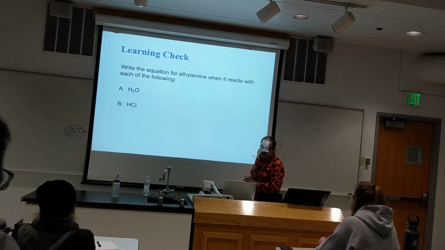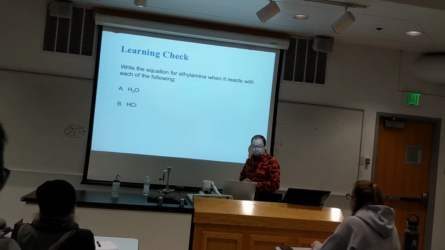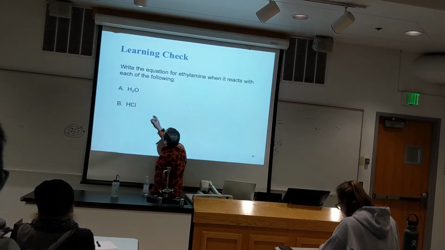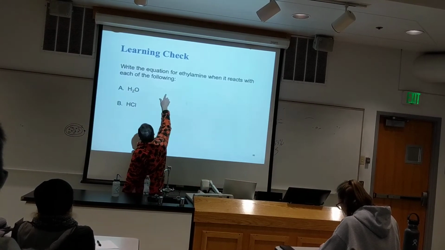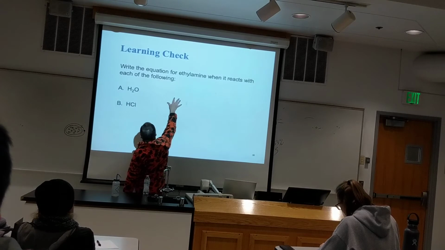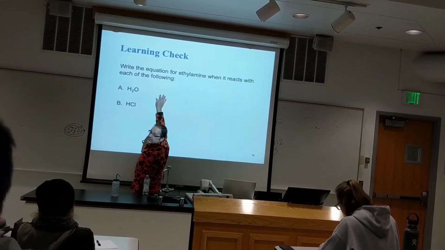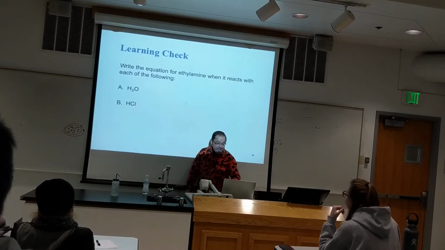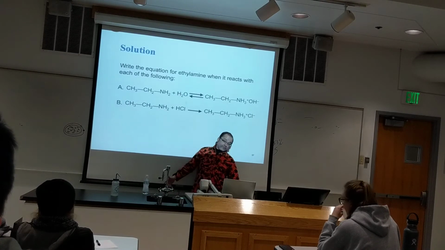Write the following equation for ethylamine when it reacts with each of the following. Okay, great. That's wonderful. Basically, I'm going to draw an ethylamine, and I'm going to pick up a hydrogen, and it's going to be an NH3 plus, right? And an OH minus is going to be an NH3 plus and a Cl minus. That I think everybody can do.